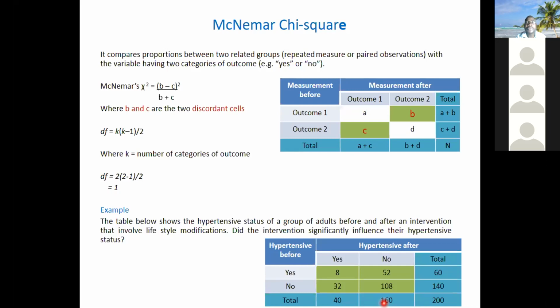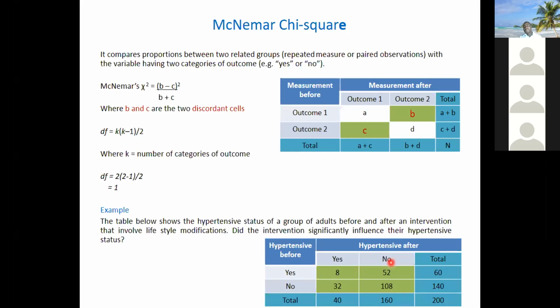Now, you will see something. There are 2 discordant cells and there are 2 concordant cells. Who can tell me? Which ones are the discordant? Which ones are the concordant? The discordant are 32 and 52, while the concordant are 8 and 108. Thank you, sir. Explain.